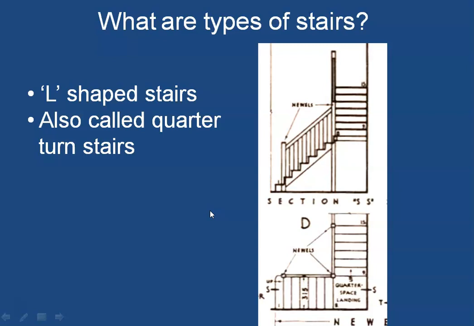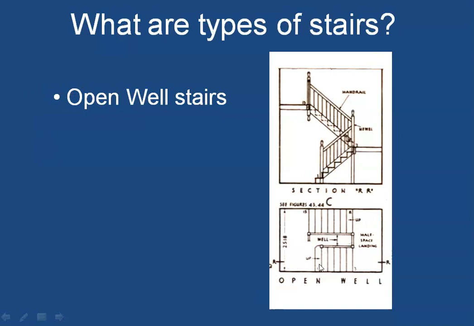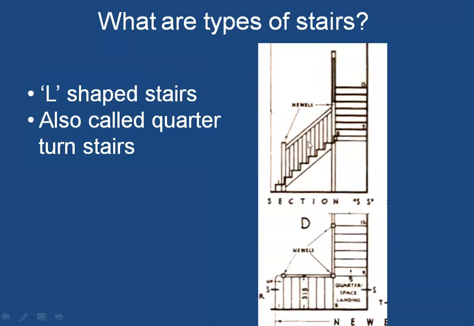Next is L-shaped stairs. They are also called quarter turn stairs. So in this case, the person starts climbing one flight of stairs, he goes up, then he encounters a landing which is called a quarter landing, and then he turns at right angles and approaches the final level. So here the turning of that person is through 90 degrees. In the earlier case, the turning was through 180 degrees. Now in this case, the turning is through 90 degrees. So this is called L-shaped stairs, or also a quarter turn stair.